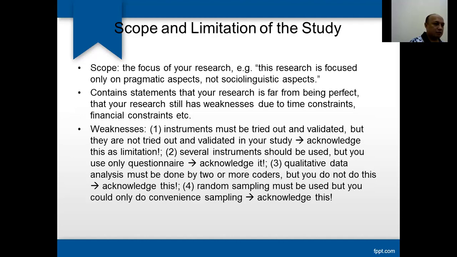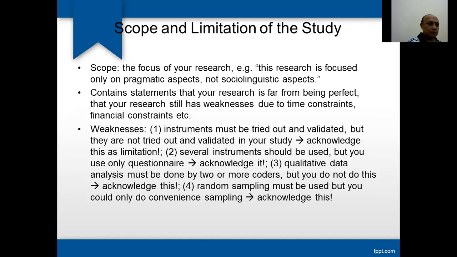Second one is several instruments should be used, but you use only questionnaire. Again, because of time constraints and probably funding constraints, you can only use questionnaire, not interview, not observation. That is also a weakness that you have to admit. Okay, so you have to acknowledge that as well. You have to acknowledge that in your scope and limitation of the study.